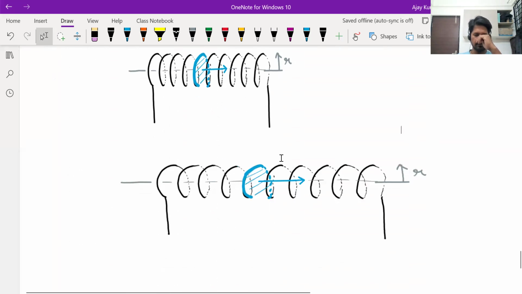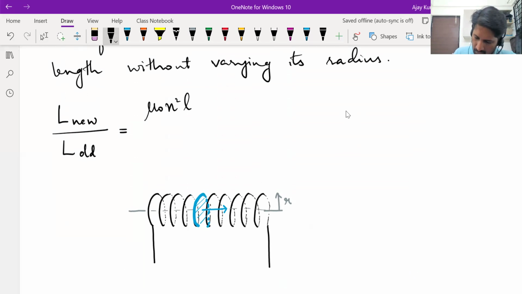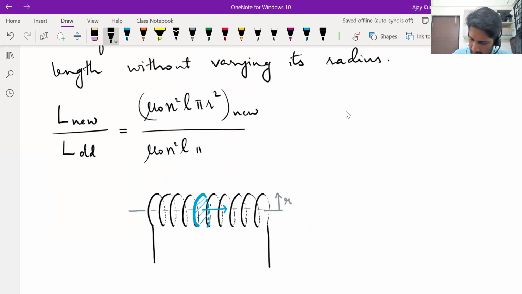Okay. Rishi, you gave answer as 2:1. How did you solve? Sir, I just put in the formula and then I put the length as 2L, and then after I cancelled everything out, it comes out as 2:1. Okay. So you are using mu naught n square L pi r square new to mu naught n square L pi r square old value. And you took everything to be the same except for length. Yes, sir, because the new length is twice, right? It's stretched. So you are saying it is 2:1.